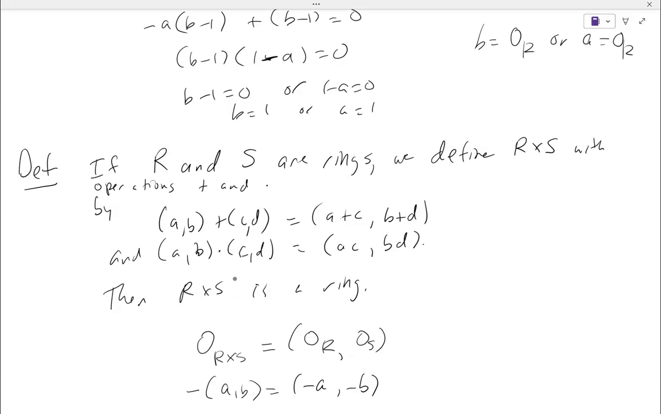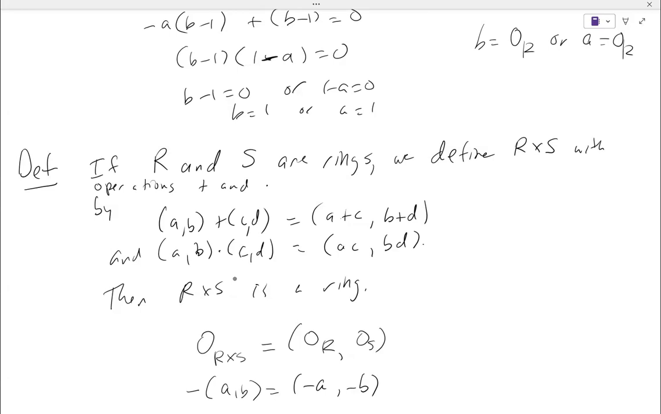If R and S are commutative, then R cross S will also be commutative. Right? Because again, the multiplication is just taking place in the components. Okay.